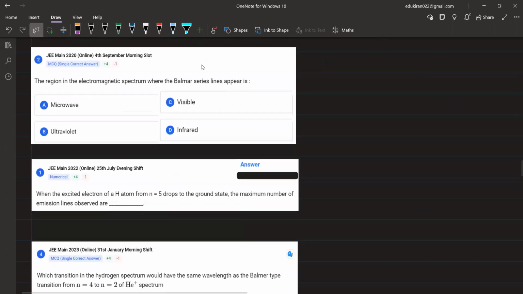Okay. Now, the region in electromagnetic spectrum where Balmer series lines appear is, Balmer series कौन से में आता है? Visible में आता है ना? Directly इसका आंसर आपको आना चाहिए. C option here. When the excited electron of hydrogen atom from n is equal to 5 drops to ground state, the maximum number of emission lines observed are what?